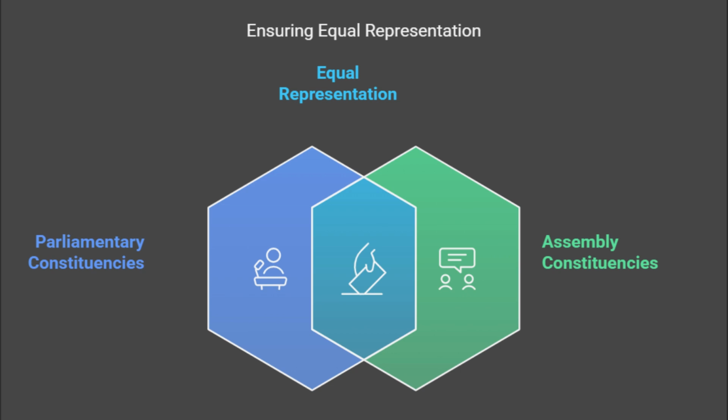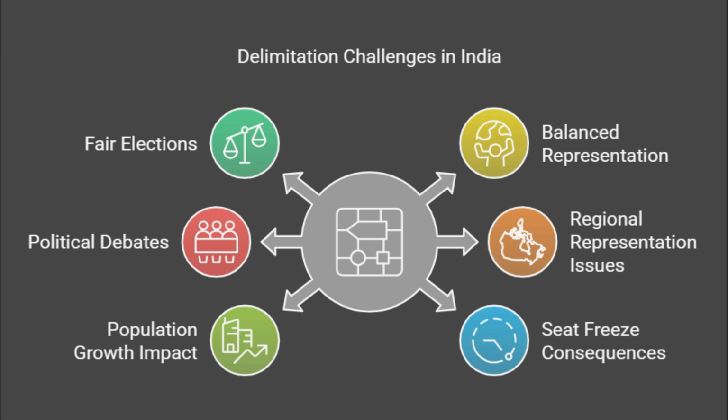Now, first understand what delimitation is, its process, principles, and upcoming changes. Delimitation is the process of redrawing parliamentary and assembly constituencies to ensure equal representation. It plays a crucial role in maintaining fair elections and balanced political representation. However, in India, this process has been subject to political debates, particularly regarding regional representation, population growth, and the seat freeze that has been in place since 1976.